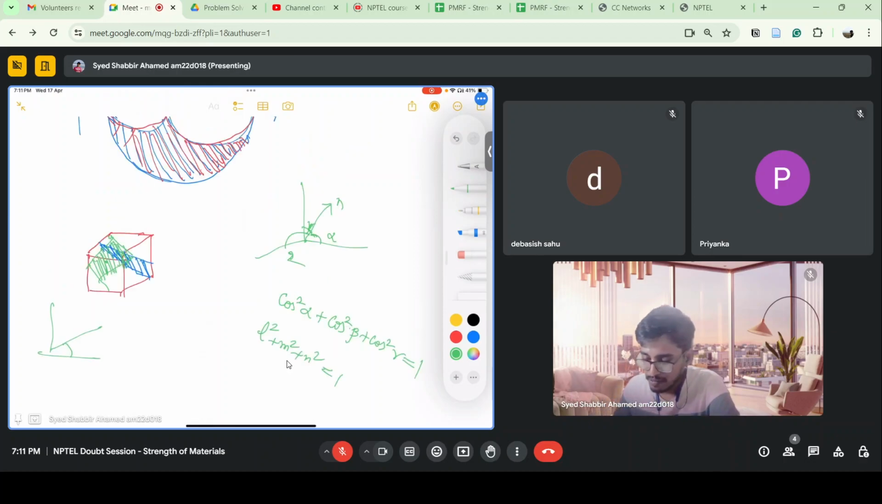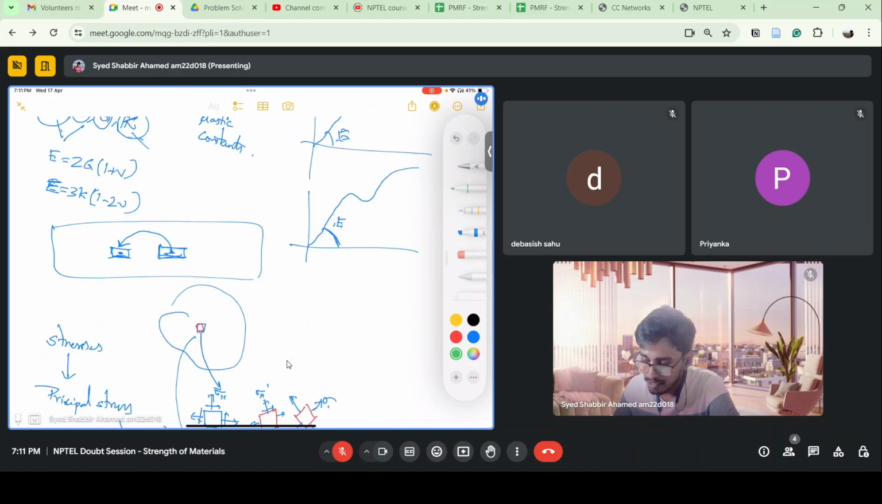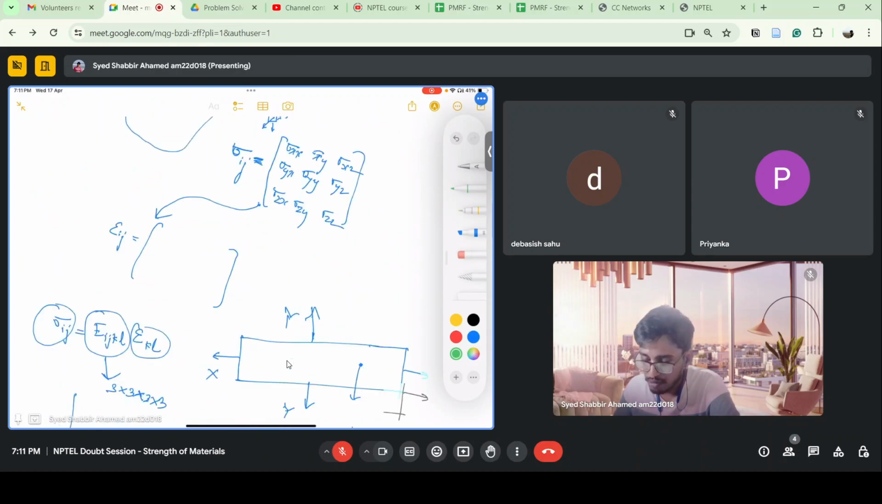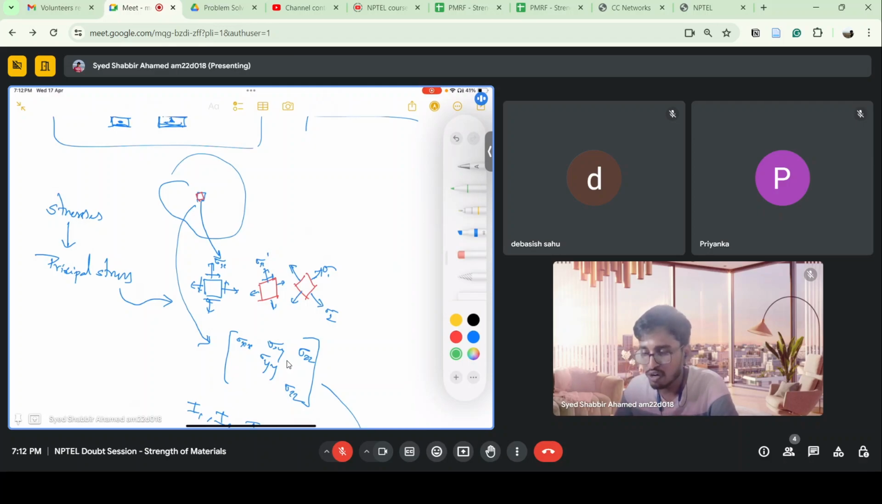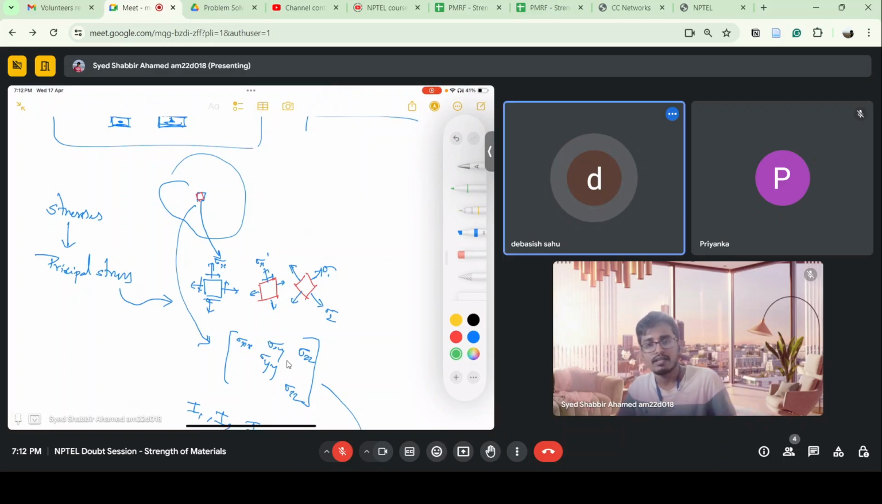Then, why do we need principal stresses? Can you tell me what you have understood from what we have discussed about principal stresses? Why do we need principal stresses? Sir, because when we apply forces, a resultant force will come, and the maximum tensile or compressive stress is there. So that's why, sir.